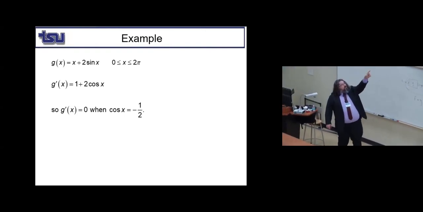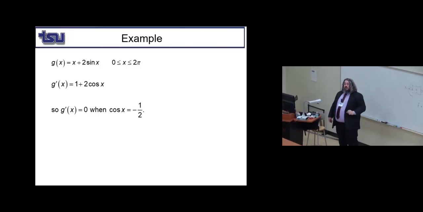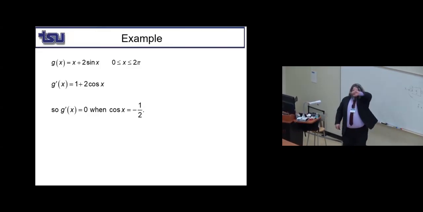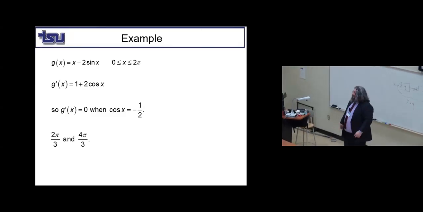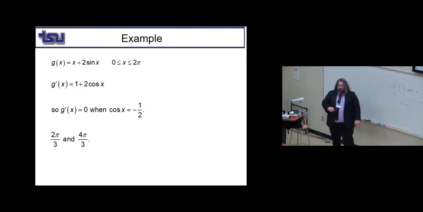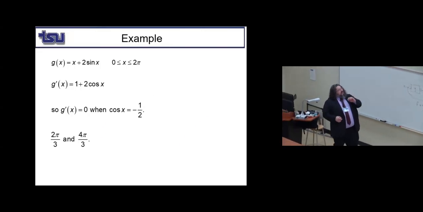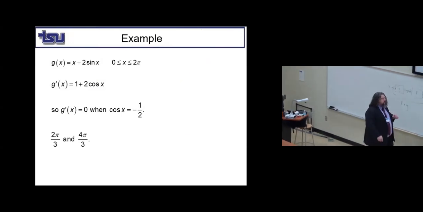If I set 1 plus 2 cosine x equal to 0, and I solve for cosine x, I find that cosine x has to equal negative 1/2. And of course, I remember my unit circle perfectly, and so I know that on the interval from 0 to 2 pi, cosine equals negative 1/2 exactly when x equals 2 pi over 3 or 4 pi over 3. That gives me the critical numbers.